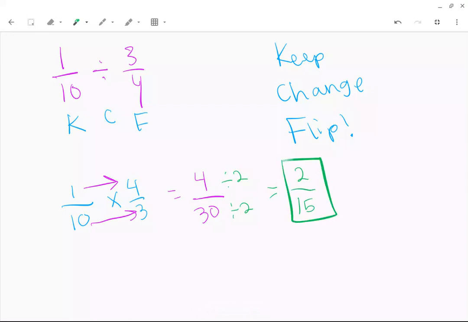So my final answer would be 2/15. I know I can divide 2 by 2, but I can't evenly divide 15 by 2. I can divide 15 by 3, but I can't evenly divide 2 by 3. So that's why we would not go any farther, and our final answer would be 2/15.